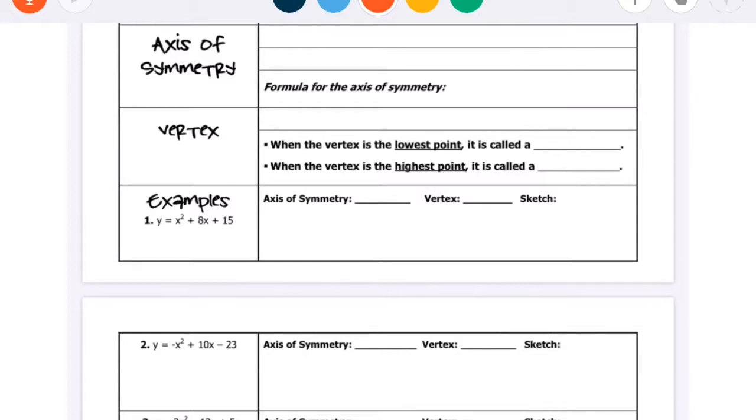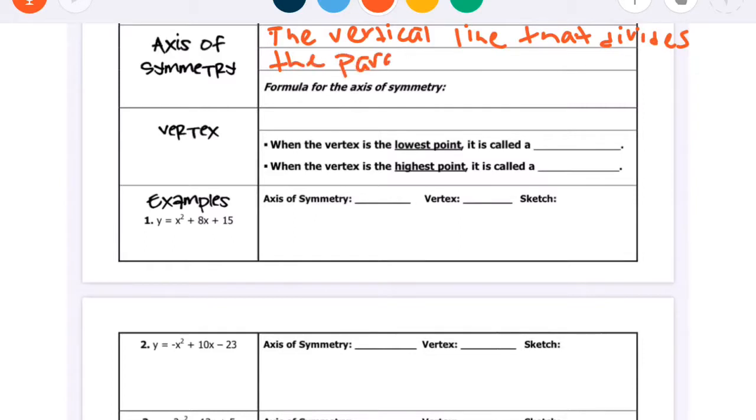Now, first we're going to define the axis of symmetry. I'm going to try to write it the best I can in this small amount of space. So it is the vertical line that divides the parabola into two equal parts.